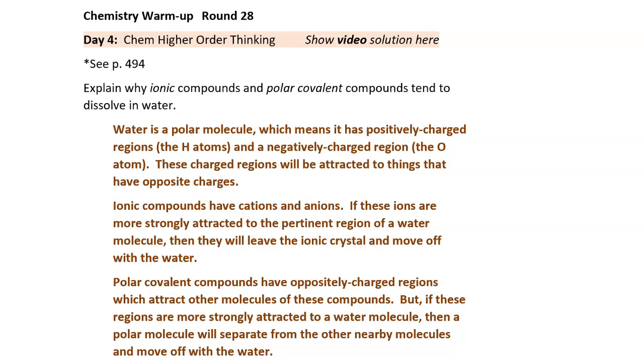Now, the way that this question is written implies that we're going to have at least two segments to our answer, right? We need to explain why ionic compounds dissolve in water, and we also need to explain why polar covalent compounds dissolve in water. So it can't be a really short answer. We've got to address both things.